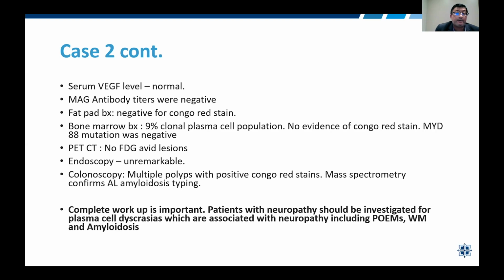Now, because he has another complaint, diarrhea, and again, we have to chase the most symptomatic part. So here we did the colonoscopy and we did find the patient has multiple polyps with positive Congo red stain and mass spectrometry confirmed AL amyloidosis typing.